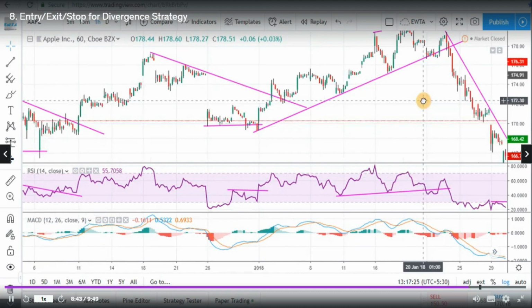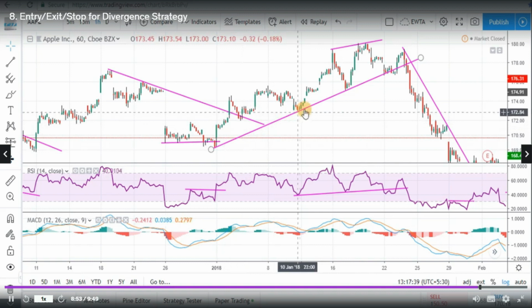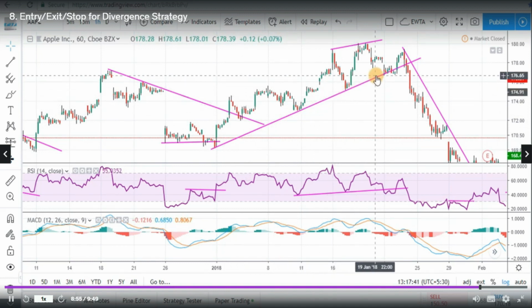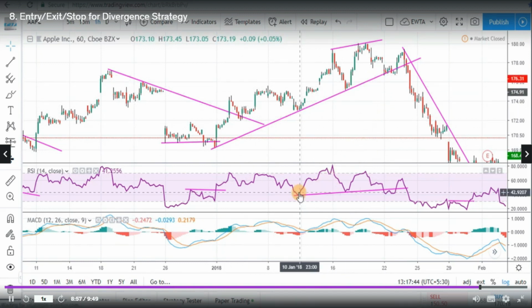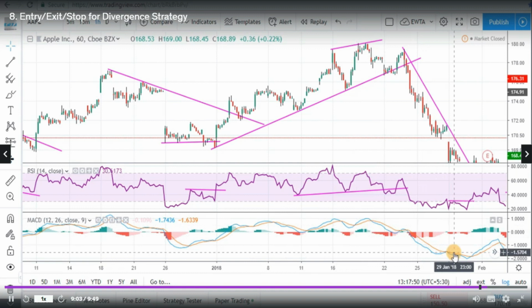So in this way we can trade divergence very accurately if we add other indicators to the chart. Points to remember here are, we should always draw a trend line for the recent trend. We should always draw support and trend lines on RSI, and we should get the confirmation from MACD indicators.